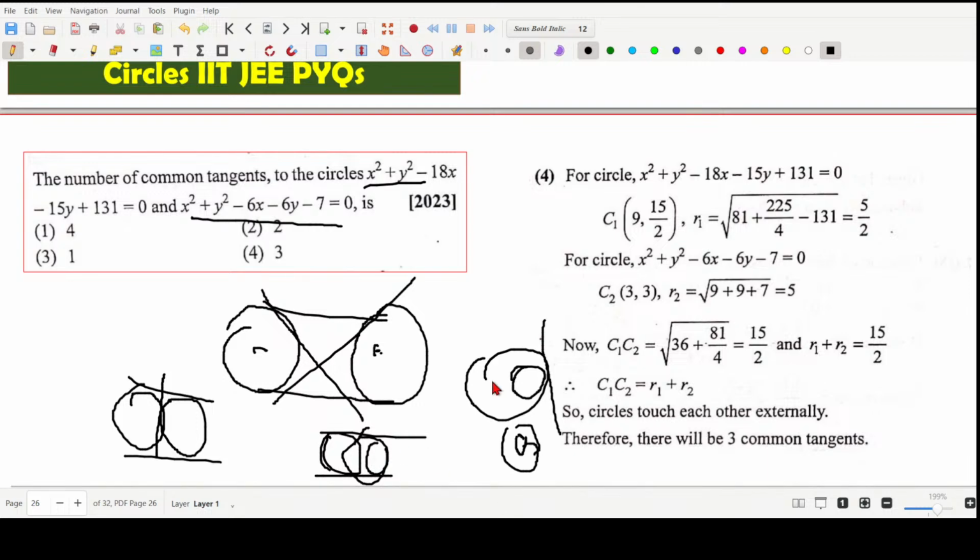Yes, sir. Okay, so in this case, just check, the sum of radii is equal to the distance between the centers. So something like this. So we should be having 3 common tangents. Just check whether you are getting this or not.